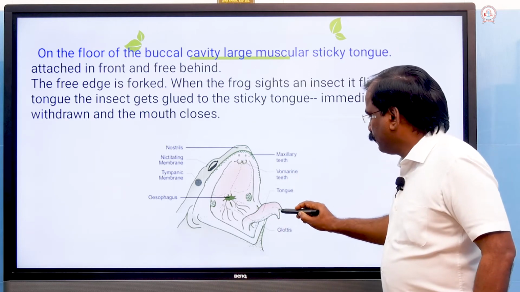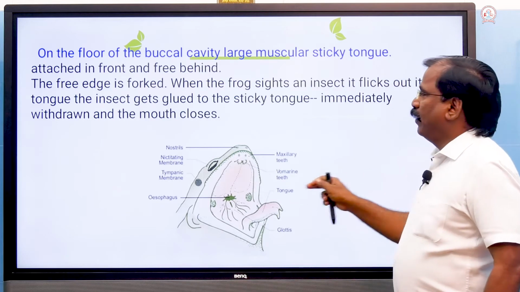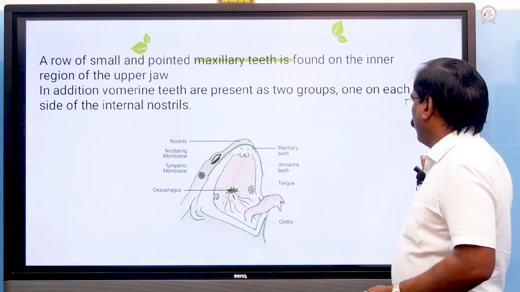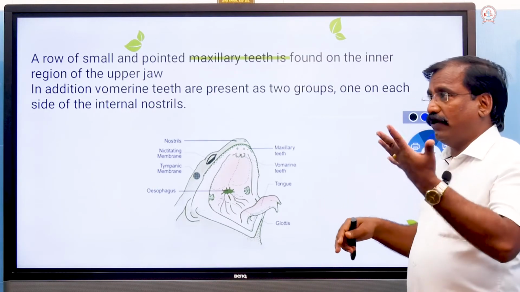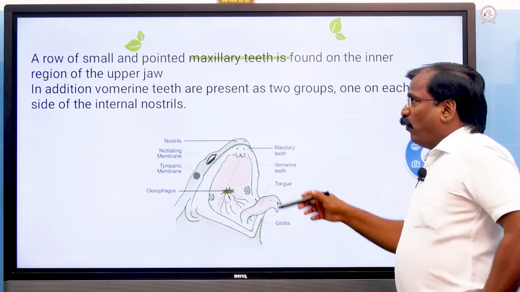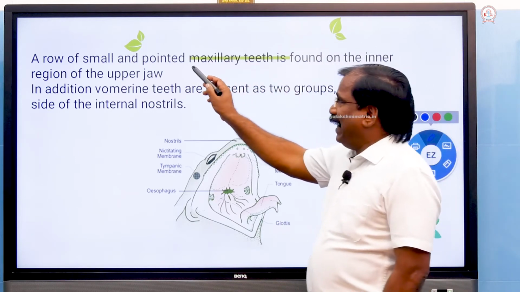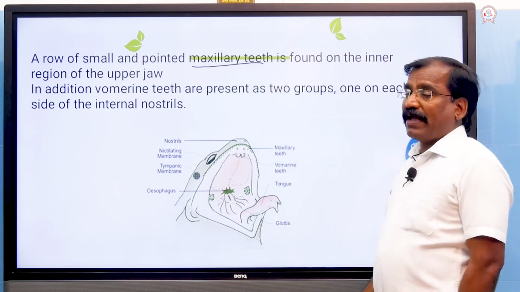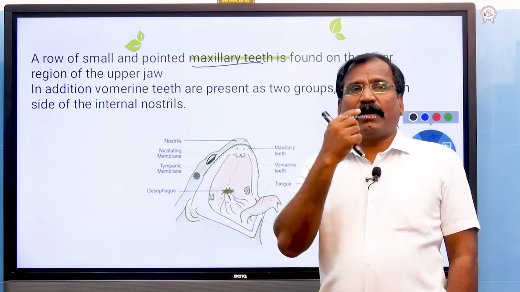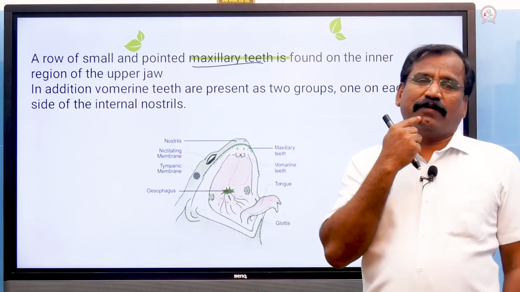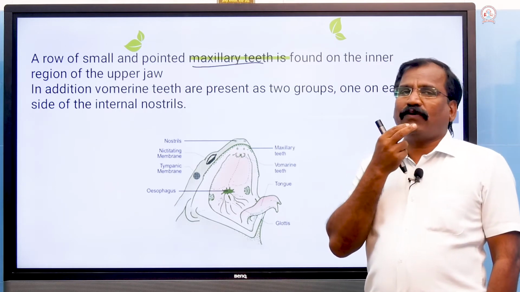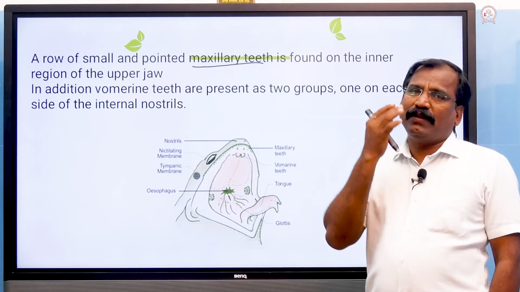Free end is forked. Buccal cavity. We are discussing the buccal cavity and the tongue, which is one organ. Next is a row of small pointed maxillary teeth, which are found in the upper jaw. We have the upper jaw and the lower jaw. The upper jaw is called maxilla. The lower jaw is called mandible. This is mandible, and this is maxilla.